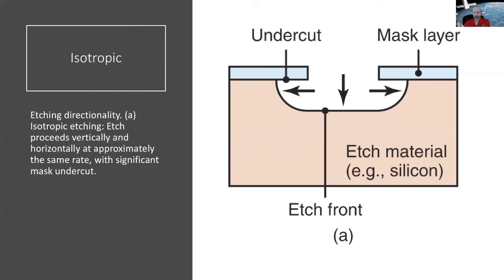So iso, you might want to write this down, means the same, like an isosceles triangle, where the two sides are the same. Tropic means direction. So an isotropic etch means you're etching the same in all directions. What you're seeing is we're etching down as we are etching across, and you end up forming something that looks like a bowl. That's an isotropic etch, same in all directions.